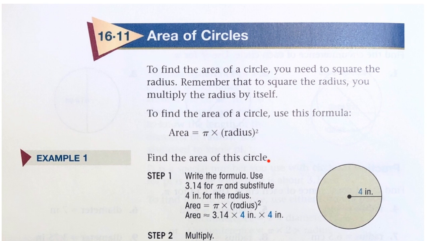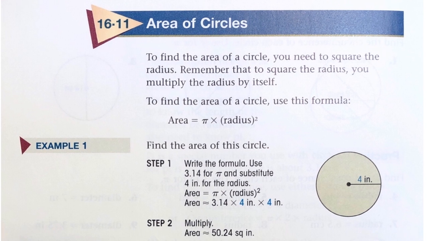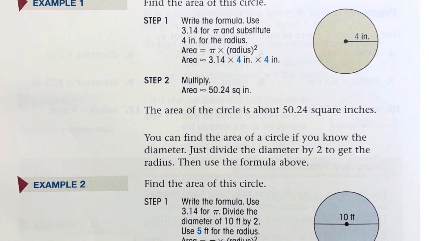Find the area of this circle. Step 1, write the formula, use 3.14 for pi and substitute 4 inches for the radius. So here's the formula. Area equals pi times radius squared. In this case, 3.14 times 4 times 4. The area of this circle is about 50.24 square inches.